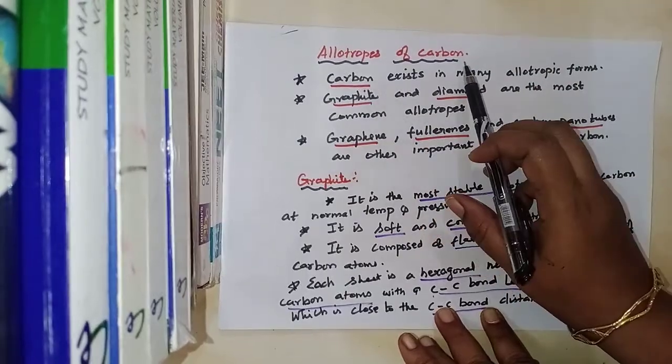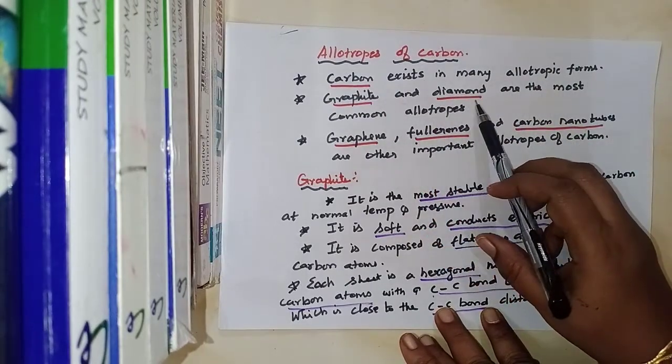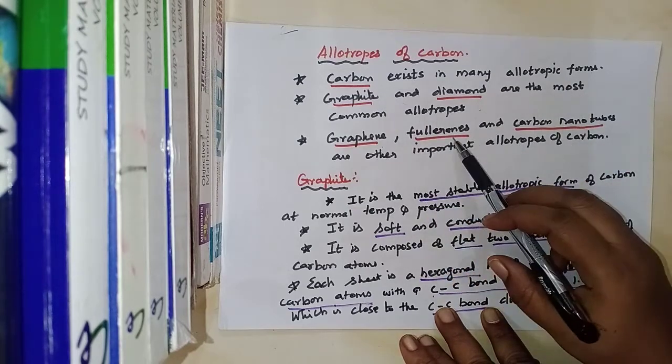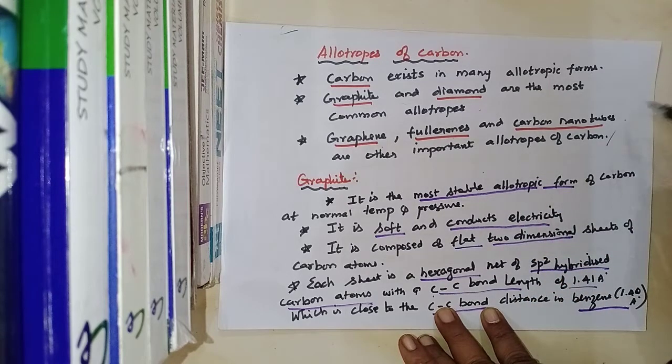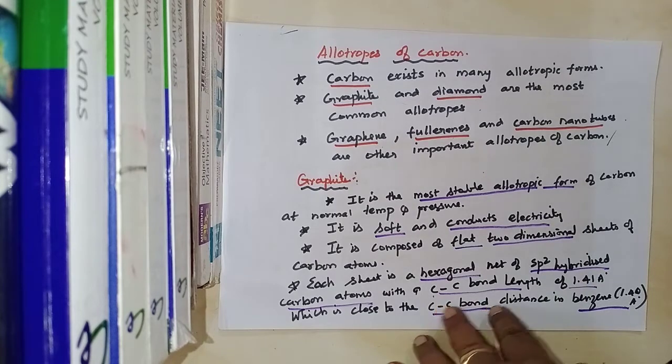Carbon exists in many allotropic forms. Graphite and diamond are the most common allotropes. Graphene, fullerenes and carbon nanotubes are other important allotropes of carbon. Now first we'll see graphite. Let's see the structure of graphite here.